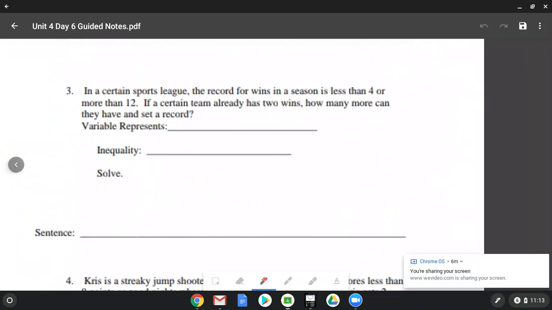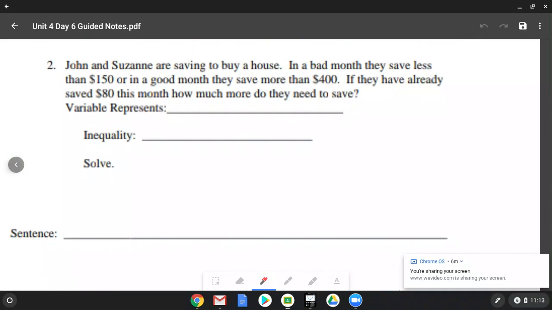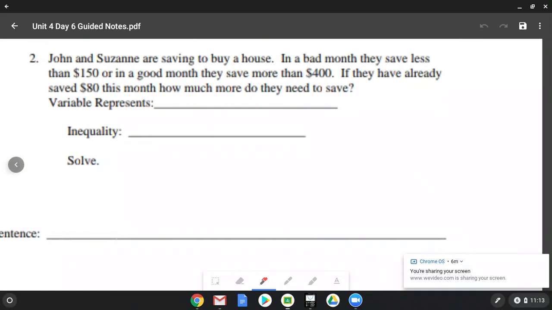All right. The next one says John and Susan are saving to buy a house. In a bad month, they save less than $150. In a good month, they save more than $400. If they've already saved $80, how much more do they need to save? All right. So the variable we'll say is X is the amount they need to save, because that's what it's asking for. How much do they need to save? So I always just label my variable as the one thing that it's asking for in the end.